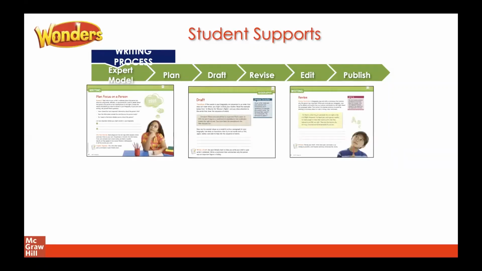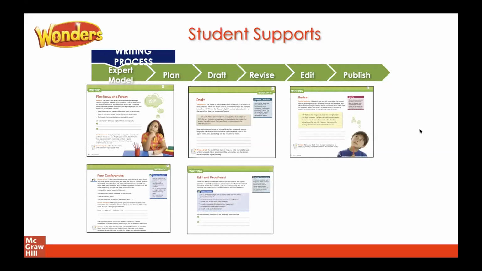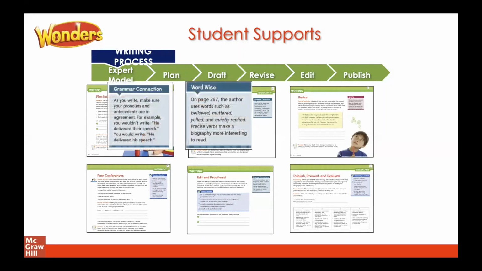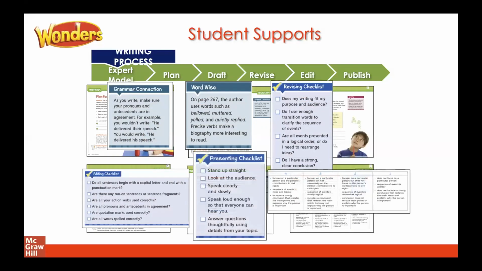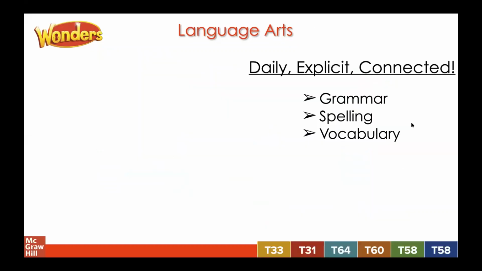The student supports that we're going to see do include things like checklists and rubrics along the way. And so revising checklists, editing checklists, right there at the point that students would need them printed or ready to go in their reading writing companion. You're also going to find rubrics available to you that you can either use as we've created them, or of course you can edit those as you need to.